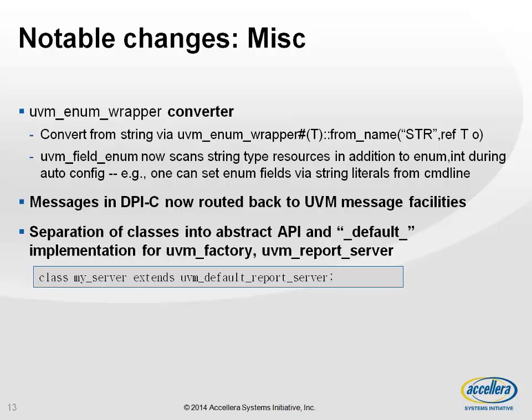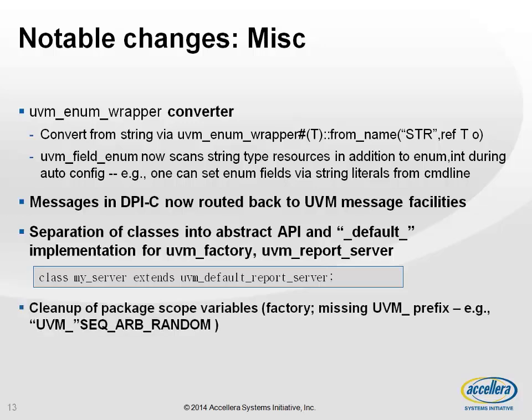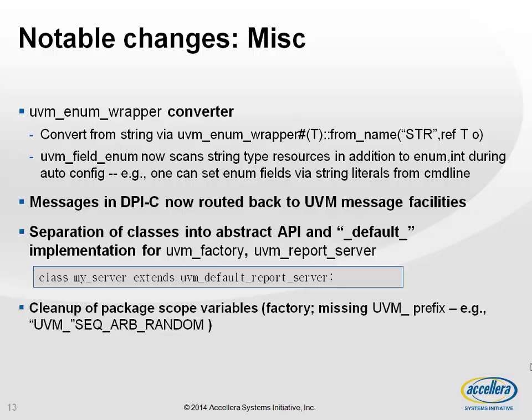So whenever you override the UVM report server yourself, you typically go now for the UVM default report server, which is providing the same functionality as the old UVM report server. There has been some cleanup with some scope variables. I already mentioned the factory. There are some missing prefixes in this, UVM underscore was missing. This has been added so that all the UVM variables, names, class names and so on are prefixed with UVM underscore.